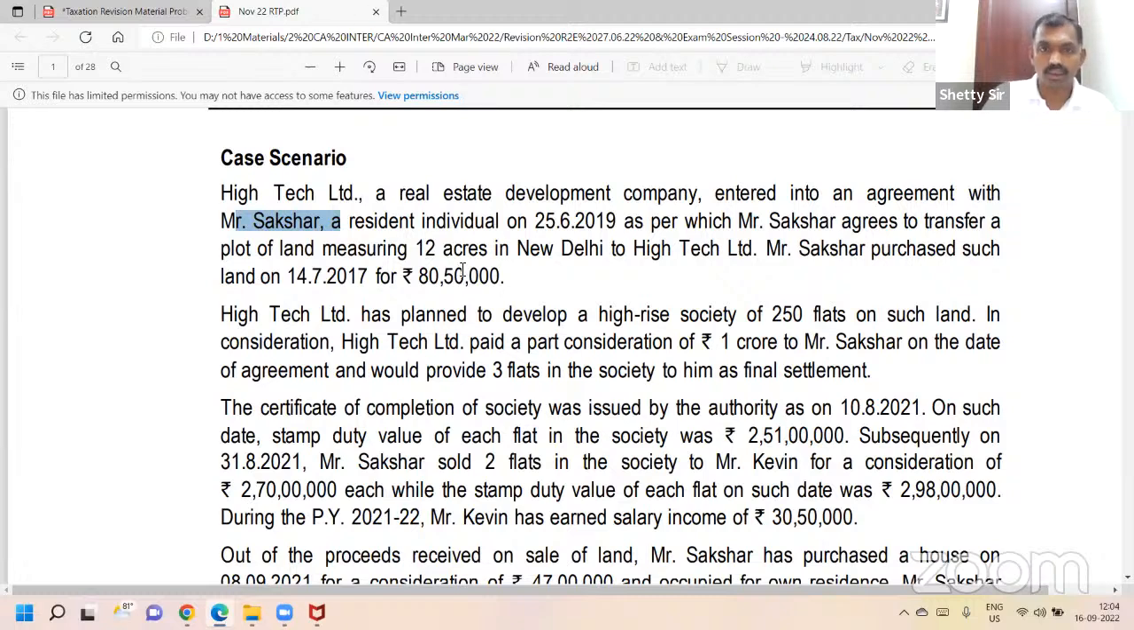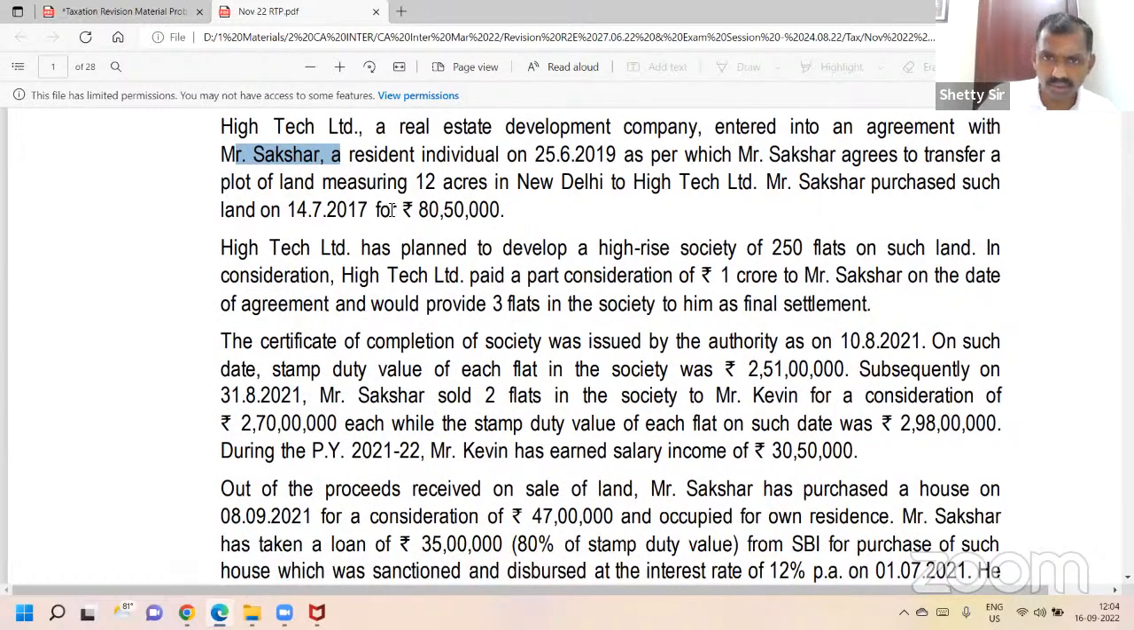Historical information I have already given. Land 12 acres, 80,50,000 the cost. The date of agreement is 25/6/2019 and purchase on 14/7/2017. Just see, there is a one month gap. If it had been 25/7/2019, it would have been long term. Less than 24 months, so it is short term.